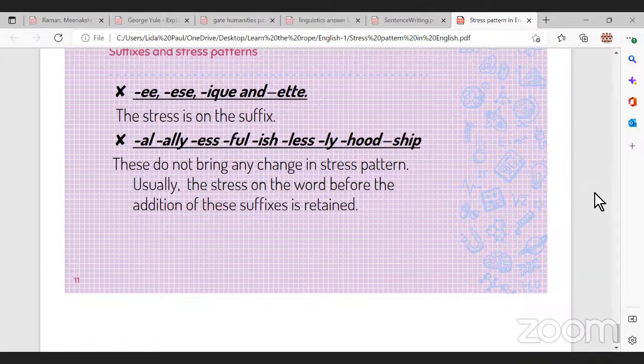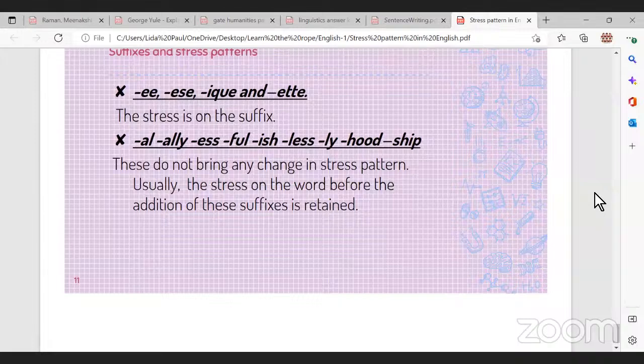Noun, adjective, pronoun, verb. What is it? Hope. Noun. Hope is a noun, right? Or it can also be used as what? Verb. Right? Hope. So if you add the suffix -ful to it, hopeful.